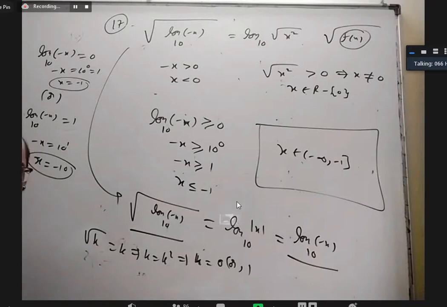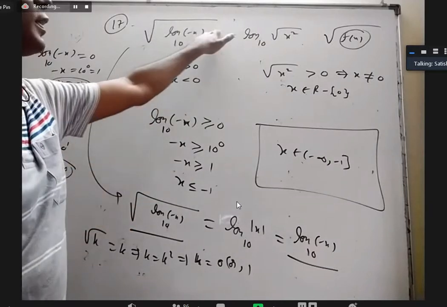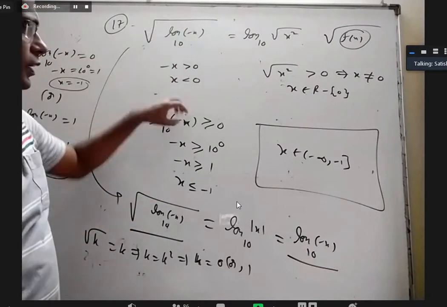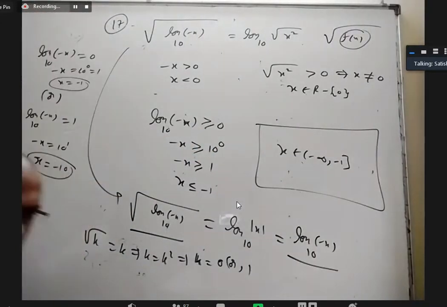No, sir. Root of a negative number is not defined. So it should be greater than or equal to 0. It can be 0 or positive. So for this square root to be defined, the inner part has to be positive or 0, but it can't be negative. Is it okay? Sir, from there, how do you simplify it, sir?